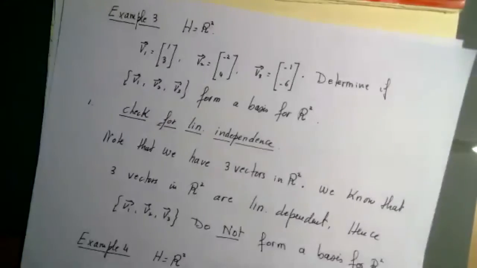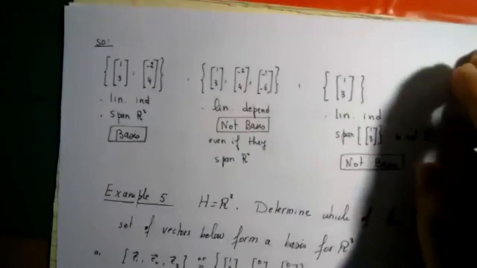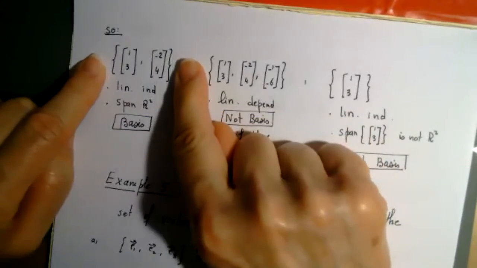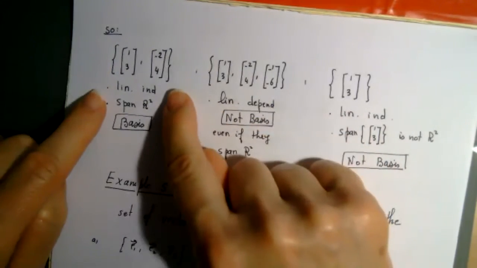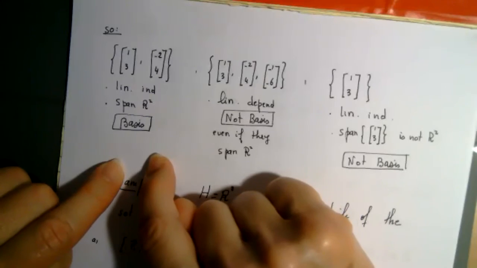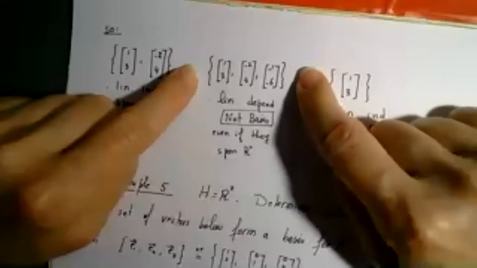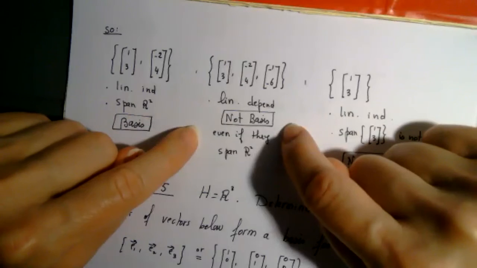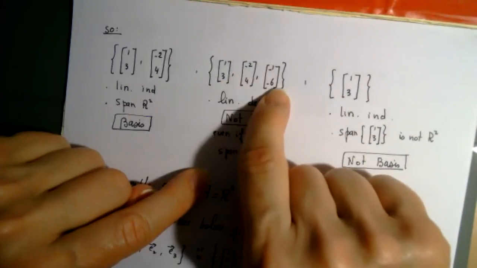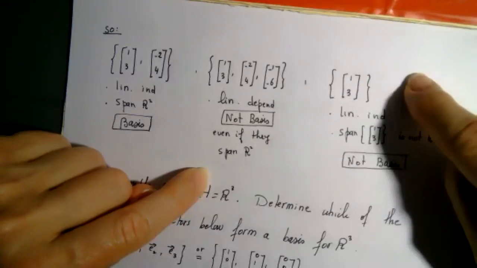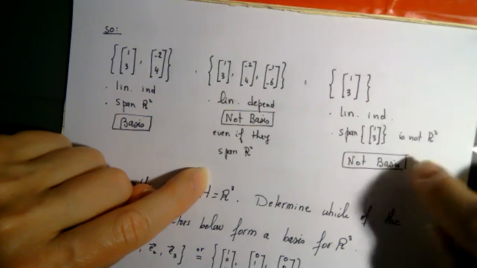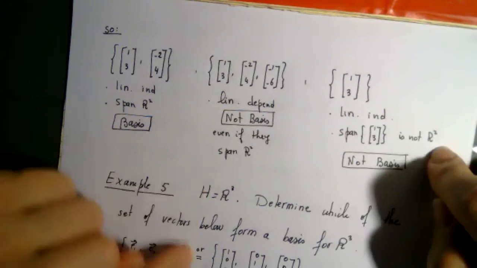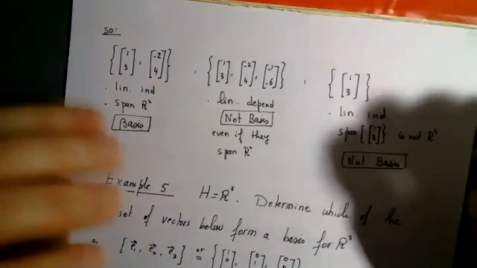So what's the picture now? We have this scenario, and then I stop. 2 vectors, they are linearly independent, they span R2, they form a basis. 3 vectors, they are linearly dependent, they are not a basis. Even if they span, even if we can get every vector in R2 as their linear combination, the basis requires independence as well as span. 1 vector, linearly independent by itself, but the span is not everything, so it's not a basis. So that's what a basis for R2 is.